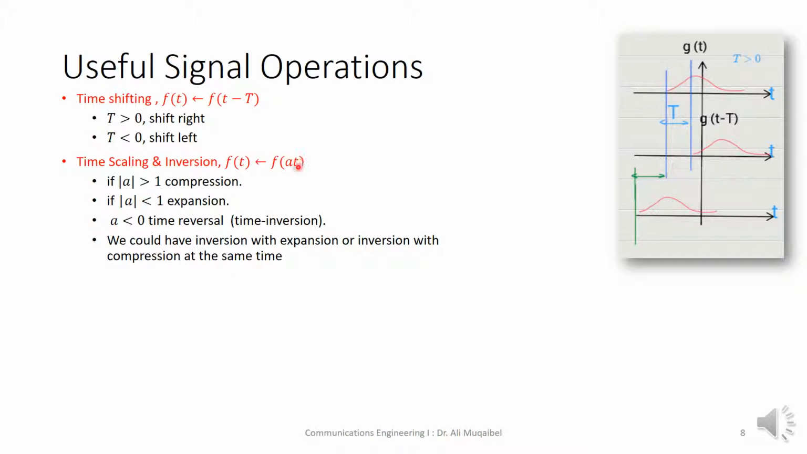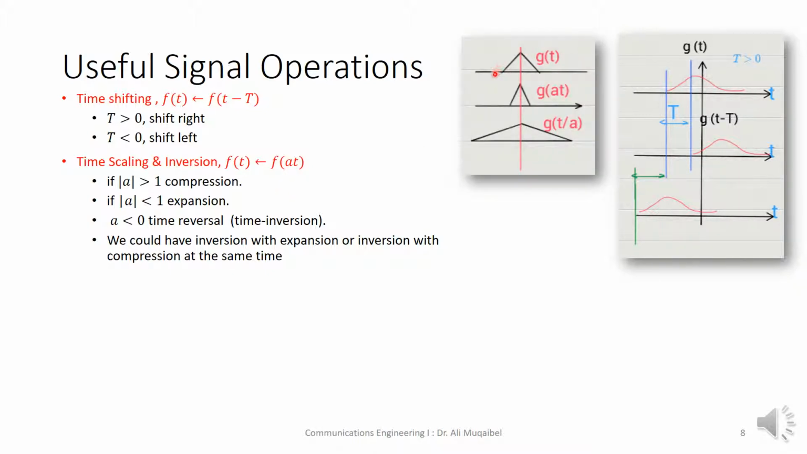Now, if in addition to the amplitude, it has a negative value like minus 5 or minus 2 or minus 0.25, this impact of negative will cause time reversal or time inversion, as we're going to show with examples. Now, we can have combined expansion and inversion at the same time by scaling by minus 5 or minus 0.25.